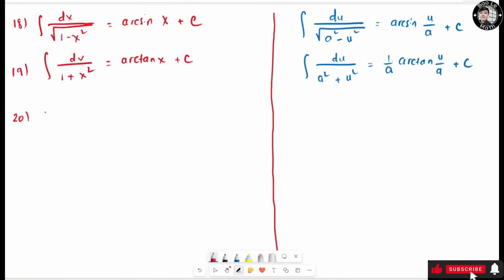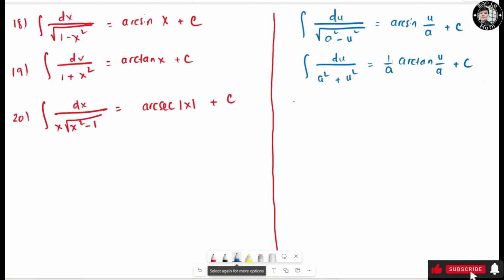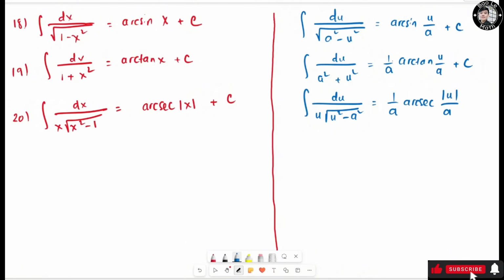Number 20. If you have the antiderivative of ds over s times the square root of s squared minus 1, it's going to be inverse secant of the absolute value of s plus c. Now if you have the antiderivative of du over u times the square root of u squared minus a squared, it's going to be 1 over a times inverse secant of the absolute value of u over a plus c.